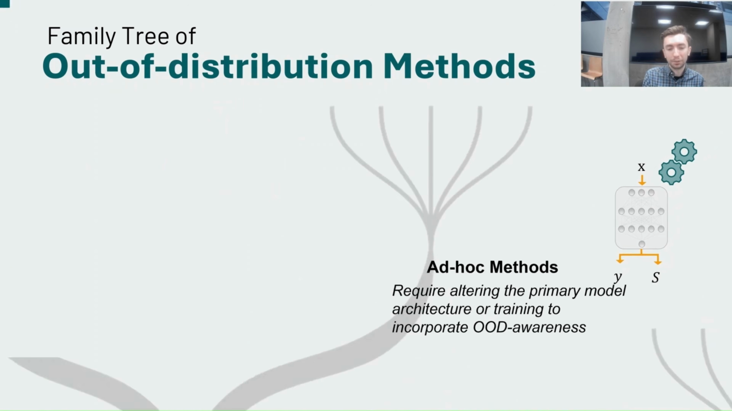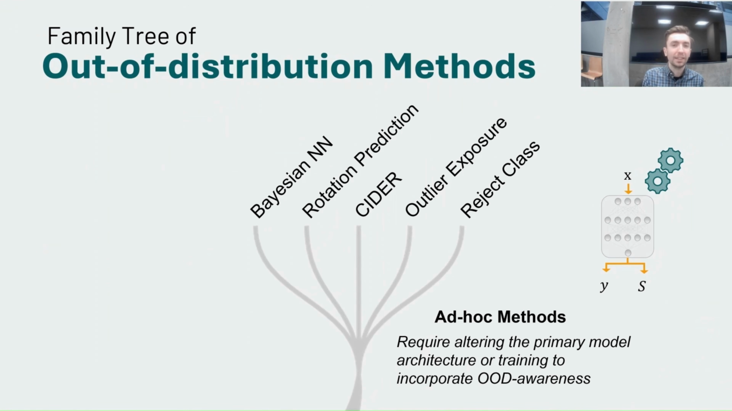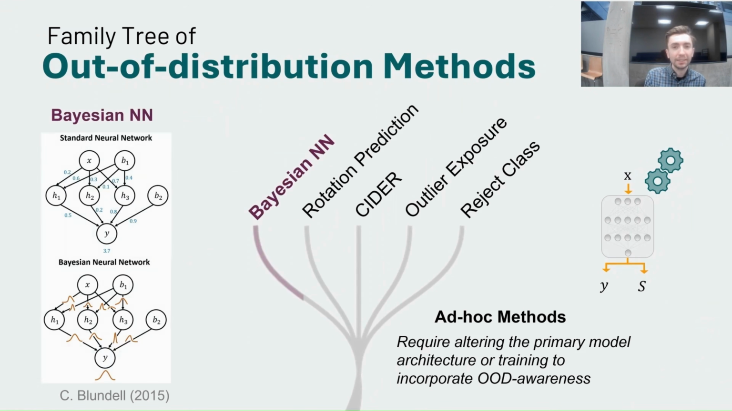So we studied 5 ad hoc methods, which are shown here, which we separate into Bayesian neural network approaches. So for example, these can change. Our standard neural network has simple weights, whereas a Bayesian neural network will have a distribution of weights in order to calculate the Bayesian probability from output.